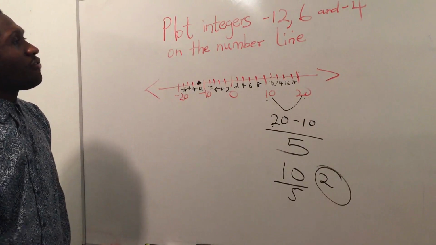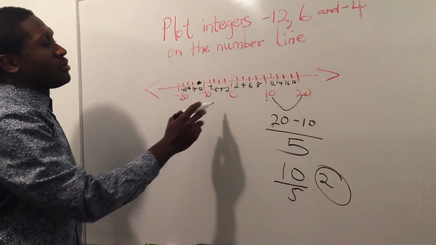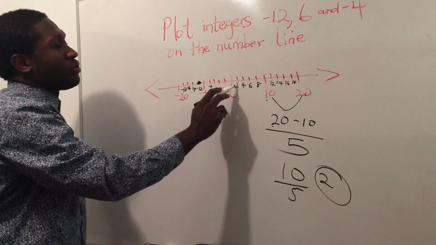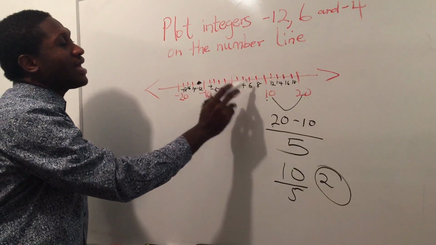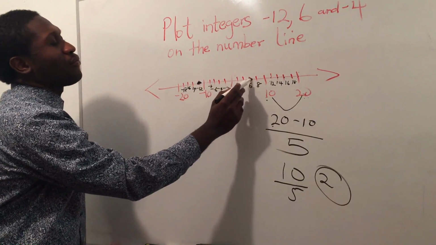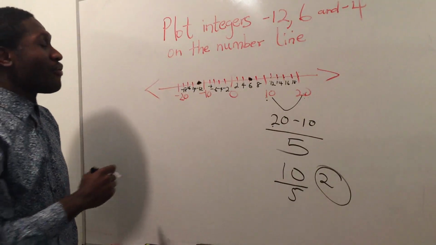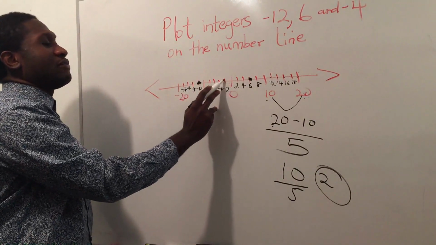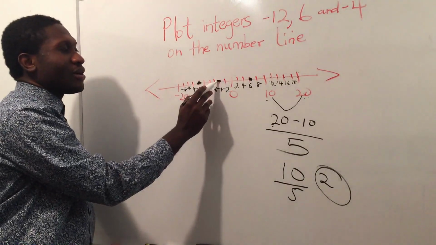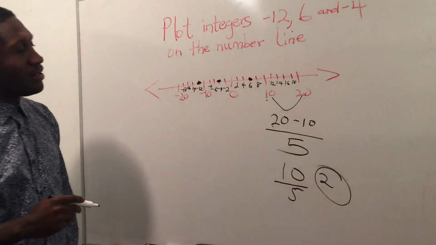And then now I'm looking for 6, right? So 0 is right there. It's going up by 2. 2, 4, 6. So I put my point right there. And the next one is -4. So this is 0, right? So -2, -4. So I put my point right there.